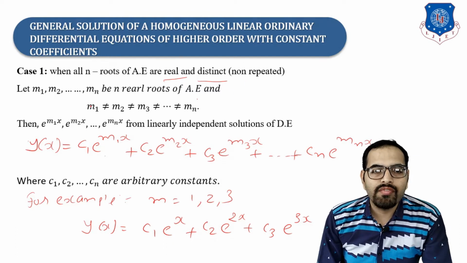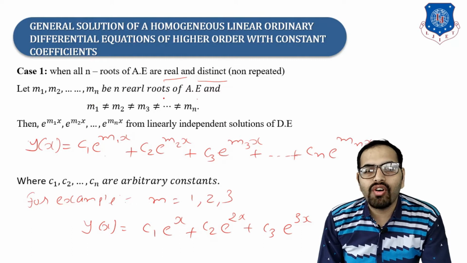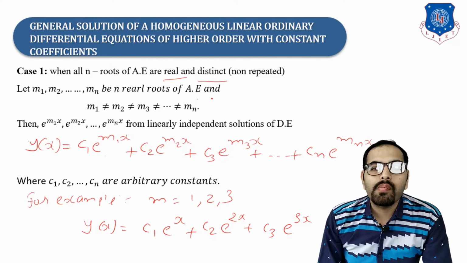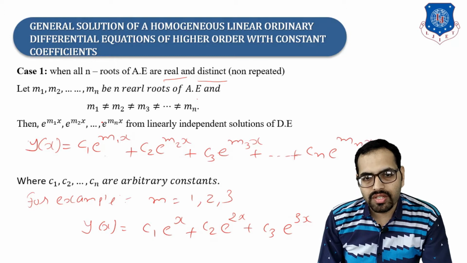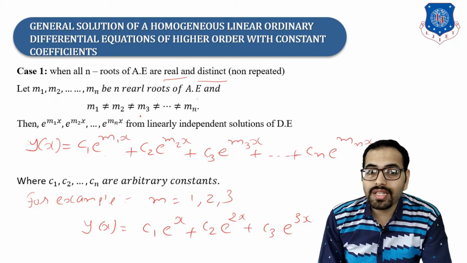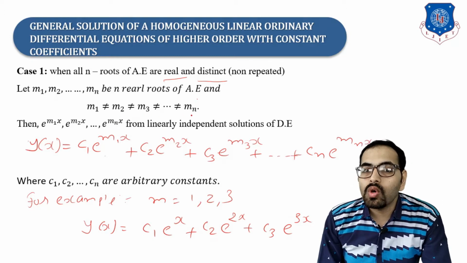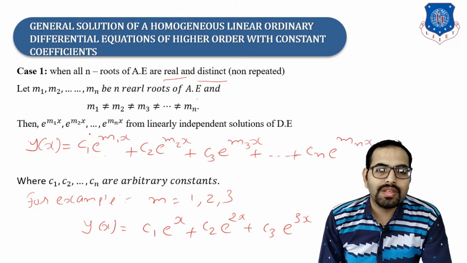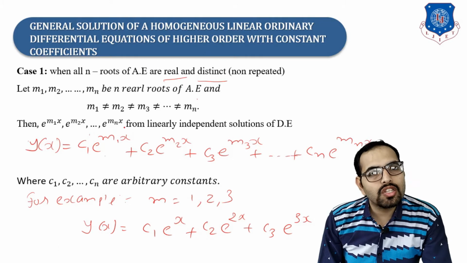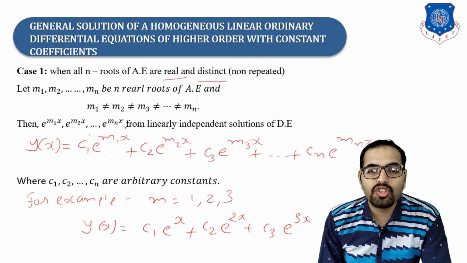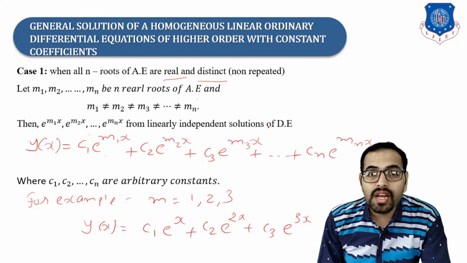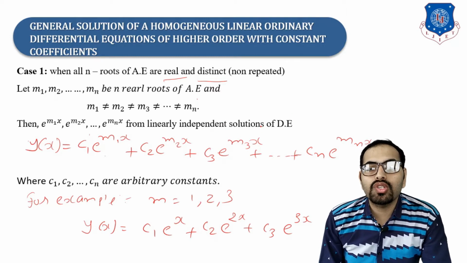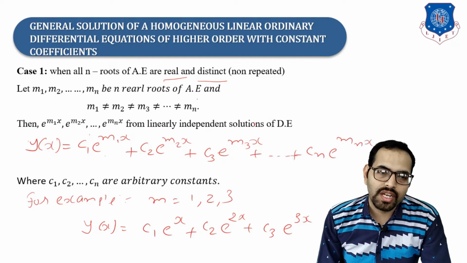Here m1, m2, m3, m4 and so on up to mn are the real roots of the auxiliary equation, but the condition is m1 is not equal to m2, which is not equal to m3 and so on up to not equal to mn. That means e raised to m1x, e raised to m2x, e raised to m3x and so on up to e raised to mnx form the linearly independent solutions of the differential equation.